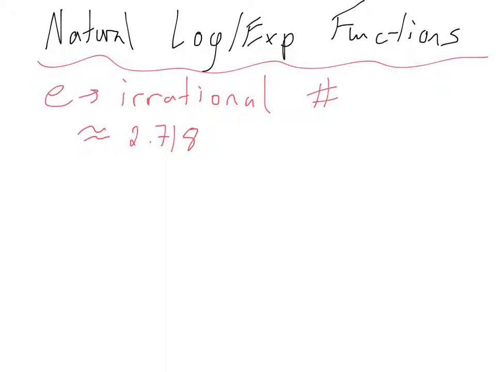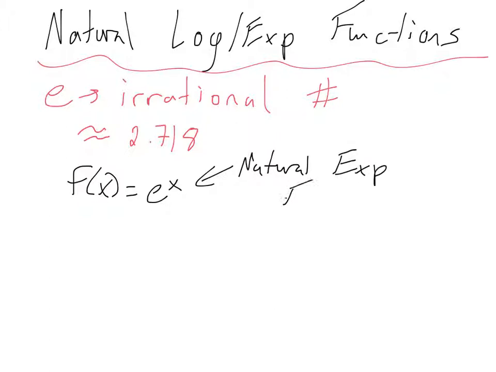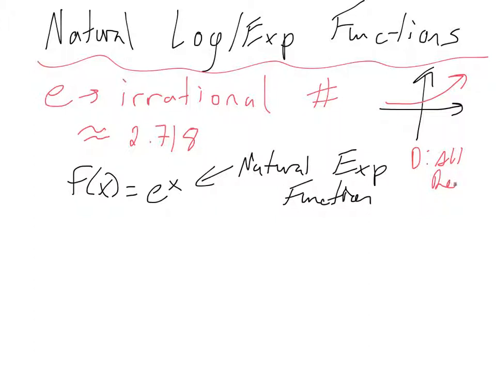So the function f of x equals e to the x is just called the natural exponential function. e is still a number, and so the natural exponential function looks very much like any other exponential function. Just looks like this, right? It has a domain of all real numbers, and it has a range of y has to be greater than 0, right? Because it has that horizontal asymptote. It never crosses the x-axis.